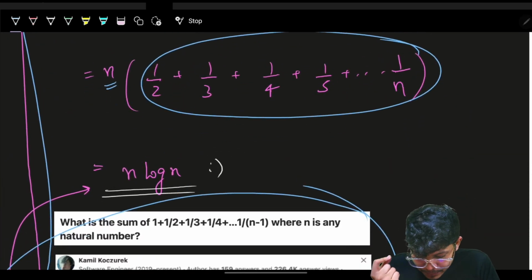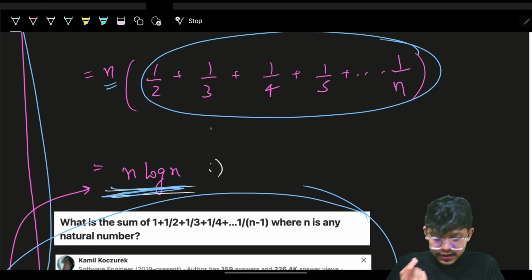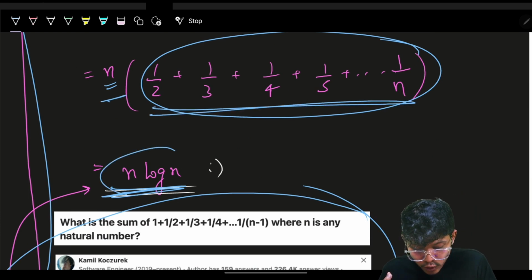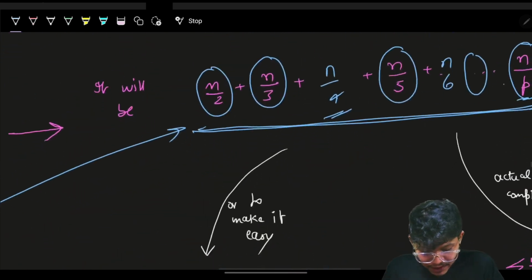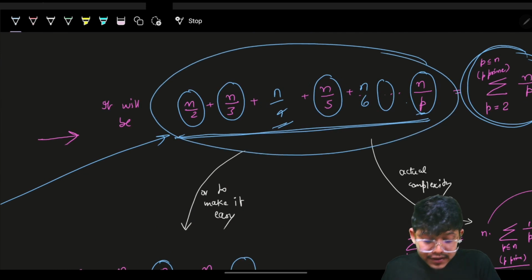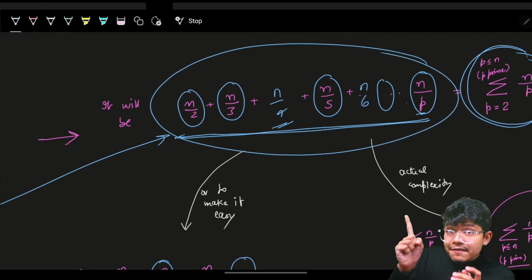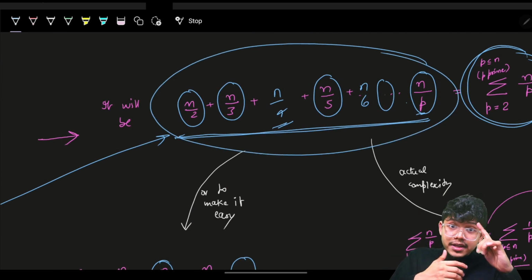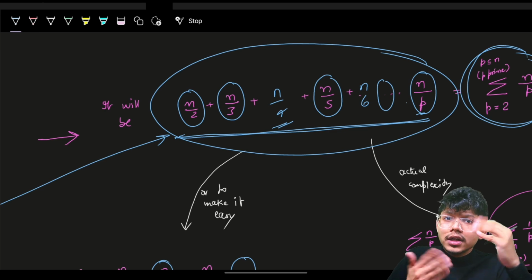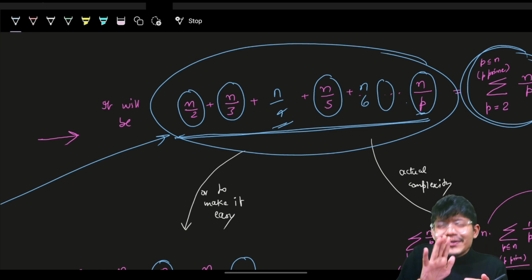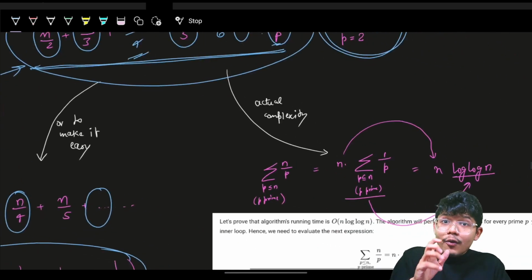Thus, I can simply say it is O of n log n, where this part is log n and this is n. So I can simply say the upper bound complexity of this entire Sieve code which we wrote will be O of n log n. I'm saying again, upper bound. For sure O of n log n will also work for us. But now let's see what the actual complexity is.